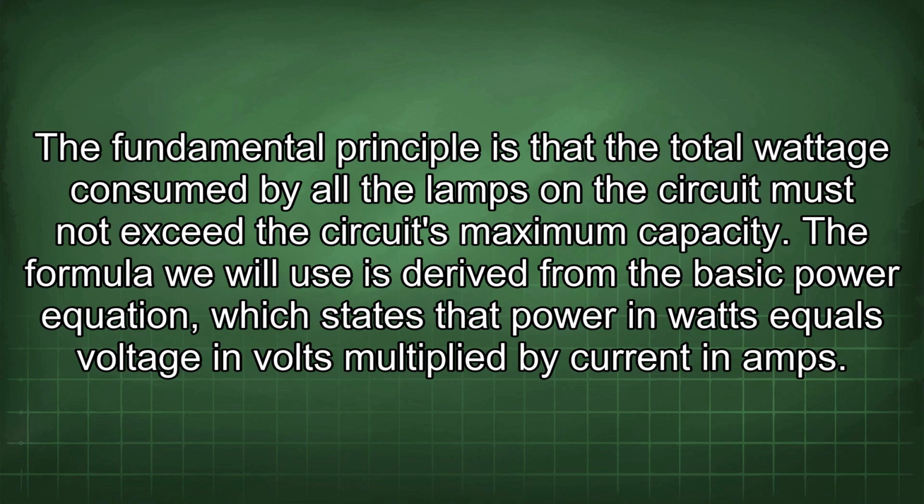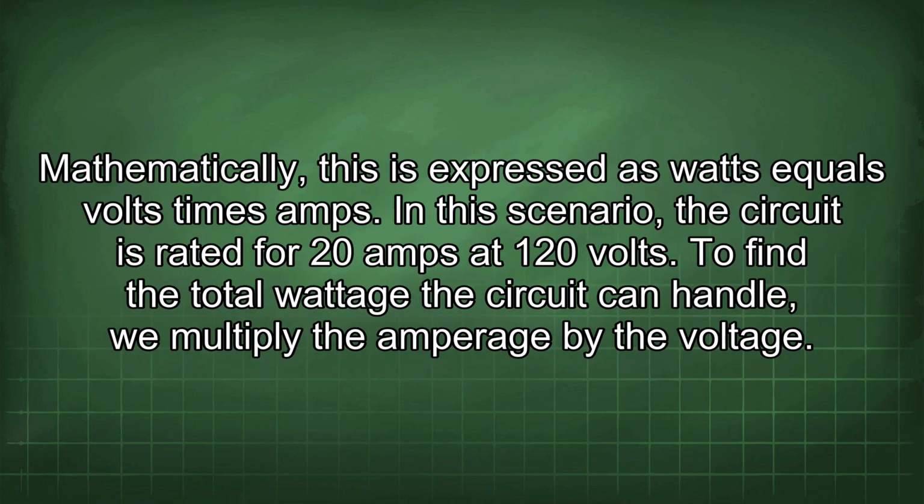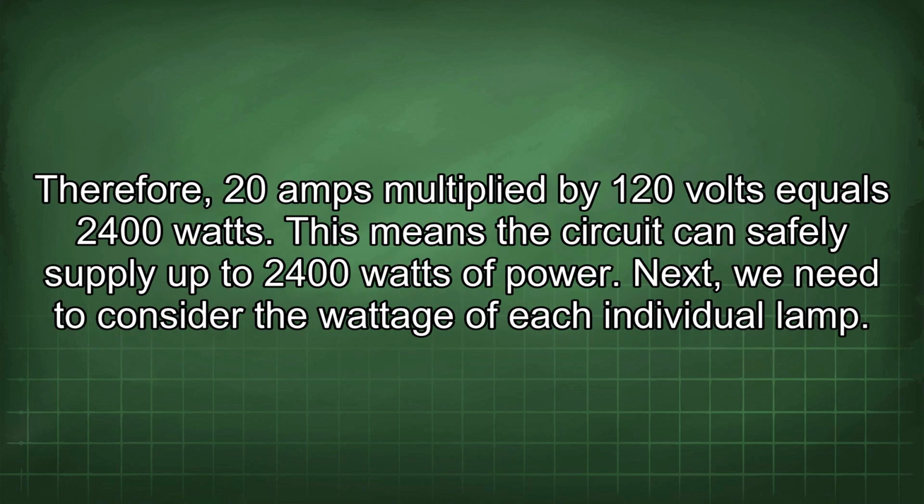watts equals voltage in volts multiplied by current in amps. Mathematically, this is expressed as watts equals volts times amps. In this scenario, the circuit is rated for 20 amps at 120 volts. To find the total wattage the circuit can handle, we multiply the amperage by the voltage. Therefore, 20 amps multiplied by 120 volts equals 2400 watts. This means the circuit can safely supply up to 2400 watts of power.